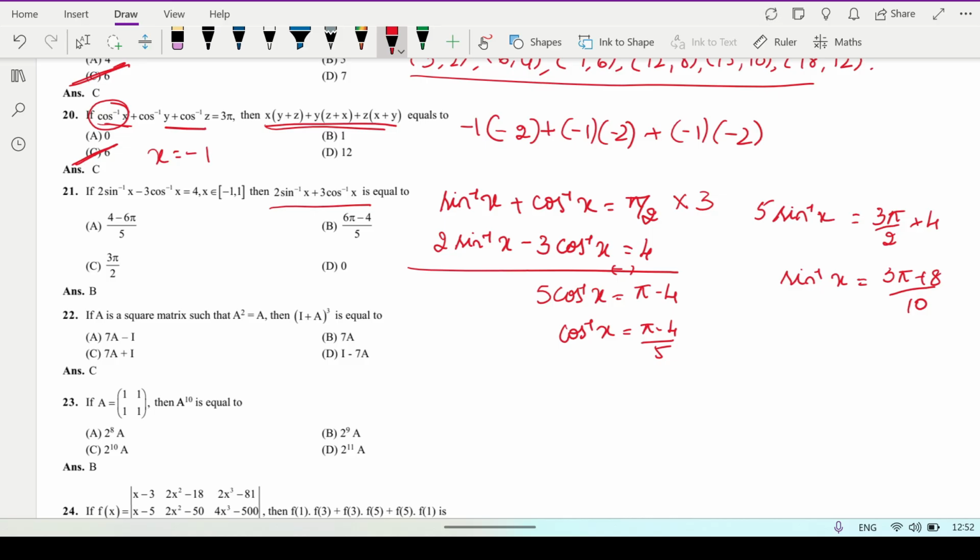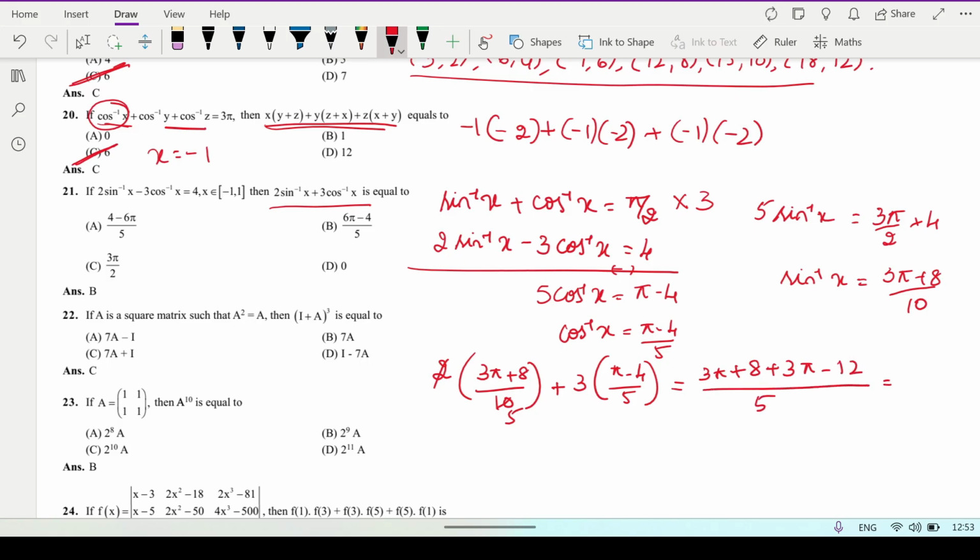Okay. Now we have the values of sin inverse x and cos inverse x. Substitute in the given question. We get 2 into sin inverse x, which is 3 pi plus 8 by 10, plus 3 into cos inverse x, which is pi minus 4 by 5. Simplification: add the terms in the numerator, 3 pi plus 8 plus 3 pi minus 3 into 4, 12, divided by 5, which is nothing but 6 pi minus 4 by 5. So the answer is option B, 6 pi minus 4 by 5.